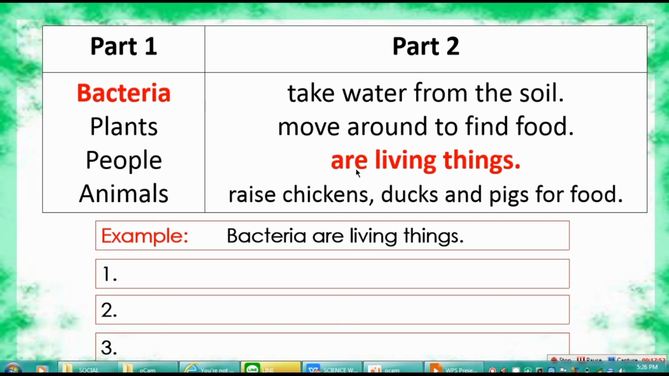are living things, raise chickens, ducks, and pigs for food. For example, bacteria are living things. The word bacteria comes from part 1 and are living things comes from part 2. So you are going to answer 1, 2, 3. You can get your answer in part 1 and in part 2.